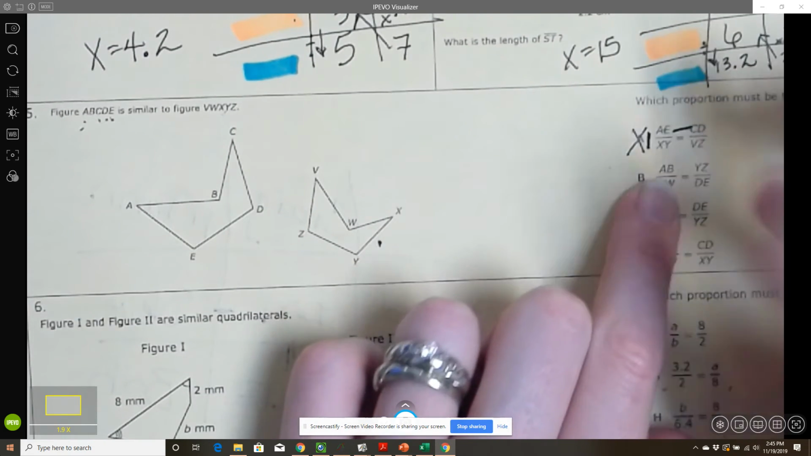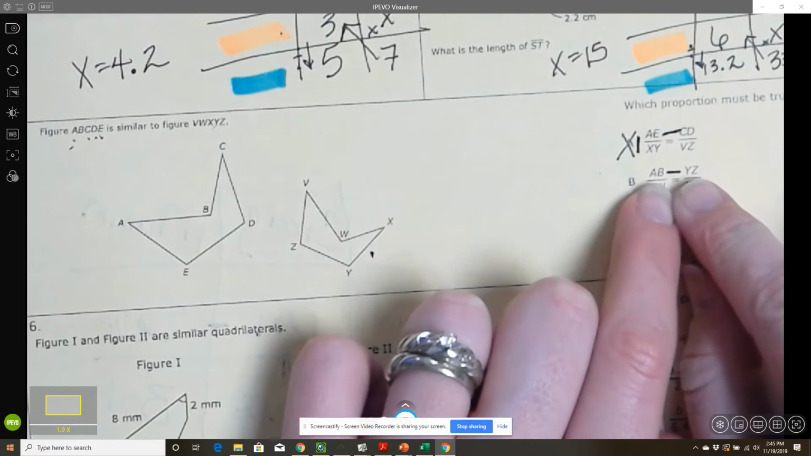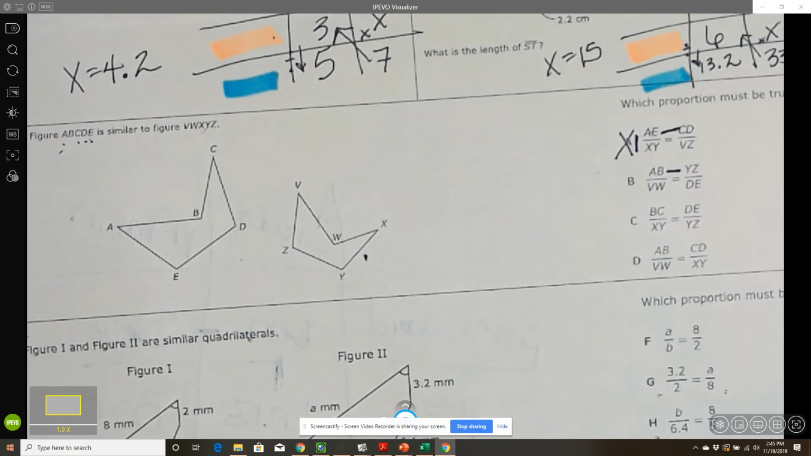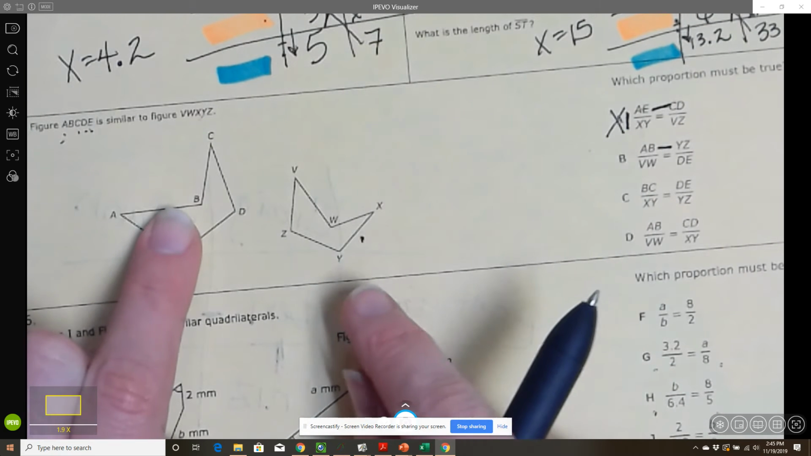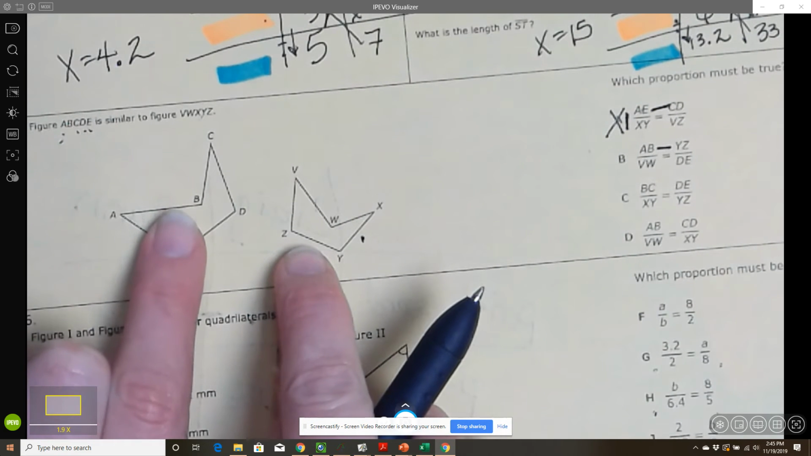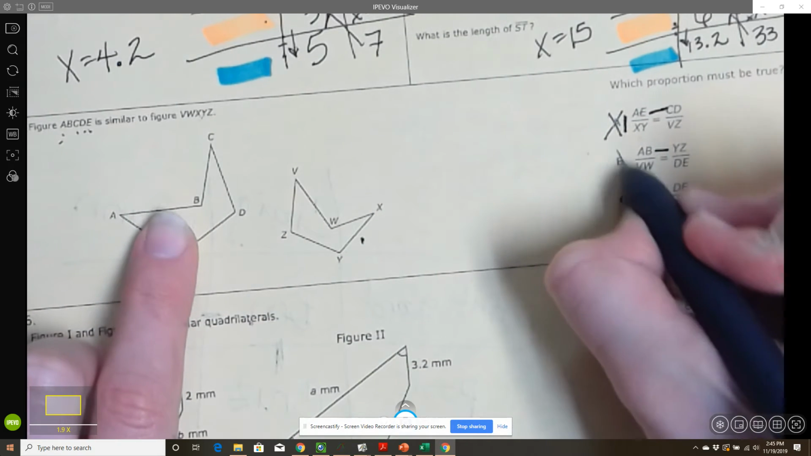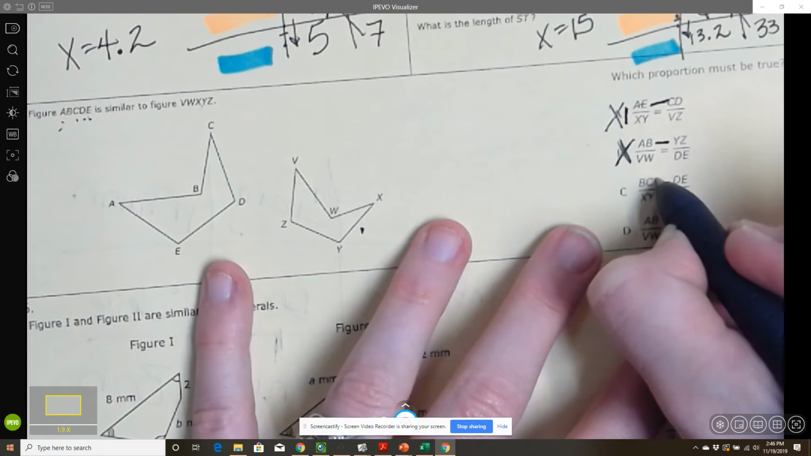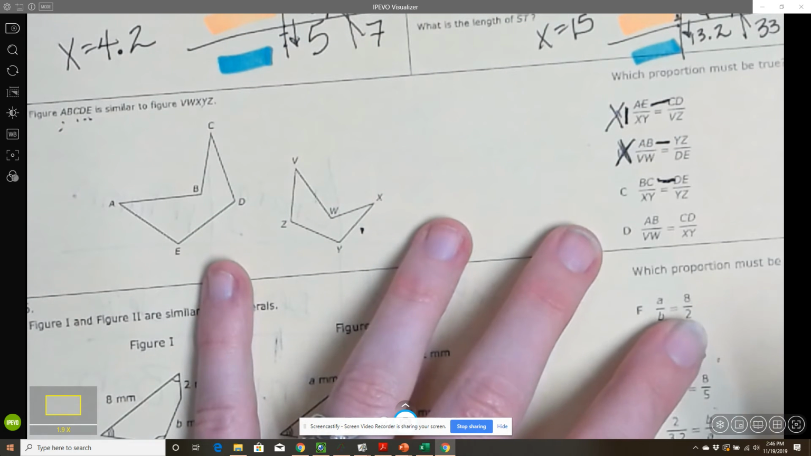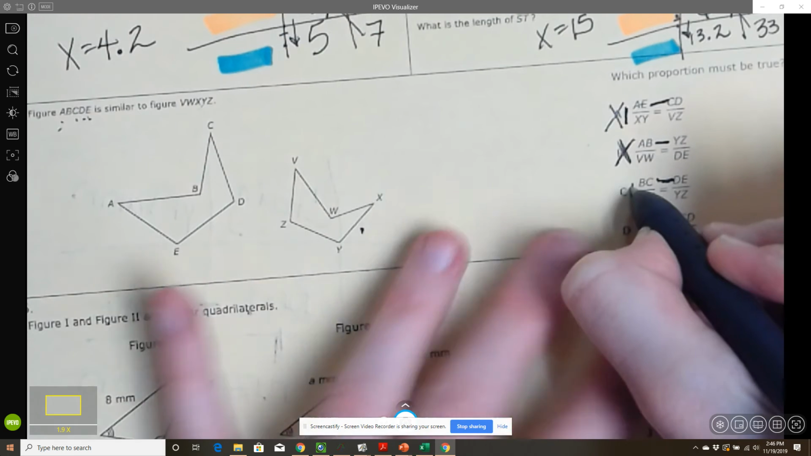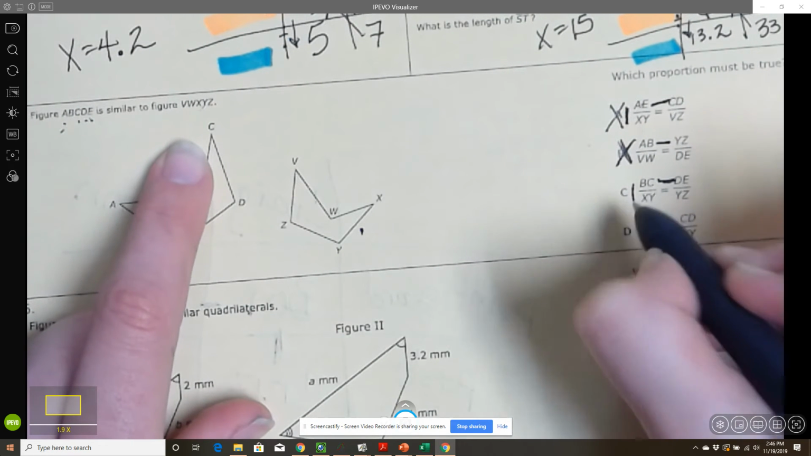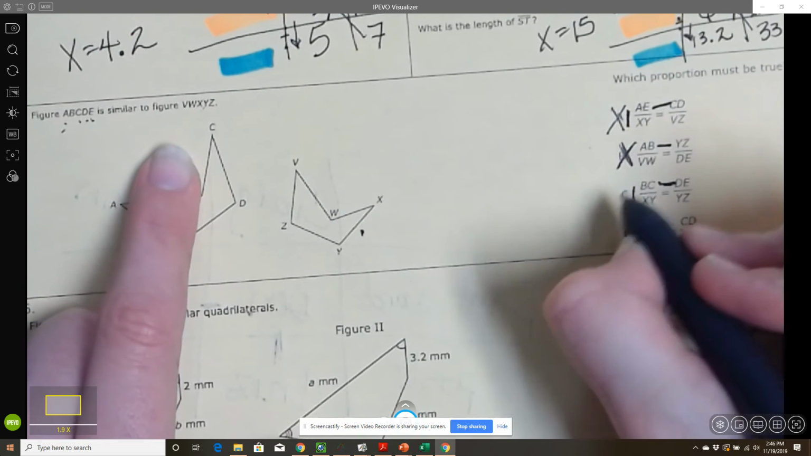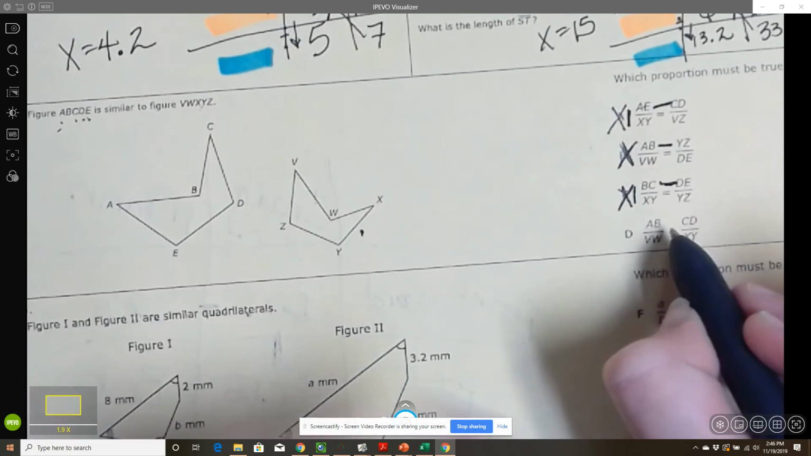All right, so here again, we're trying to make connections. So AB and YZ are not on the same team. So they have to be in the same position. So AB and YZ are definitely not in the same position. So that proportion's out. All right, BC and DE, those are in the same position. So that means BC, here's BC, and XY have to be in the same position. And they're not. So that one's out.